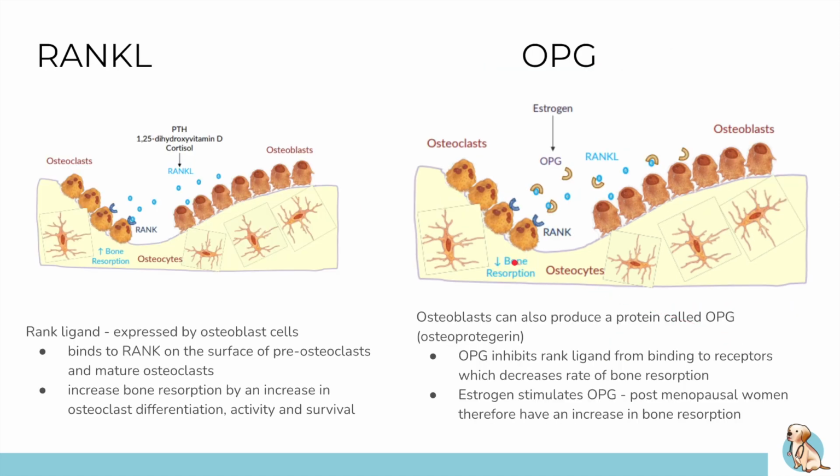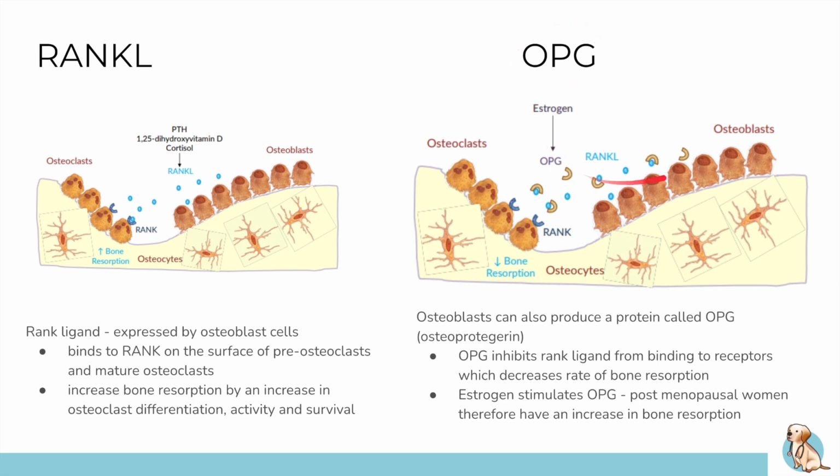The last thing to discuss are RANK ligand and OPG. So RANK ligand is expressed by osteoblast cells. They bind to RANK on osteoclasts and increase bone resorption. How I think of it is the builders are sending a form or letter called RANK ligand to the demolishers' mailbox. And that inbox is RANK, which gives them the okay to demolish more.